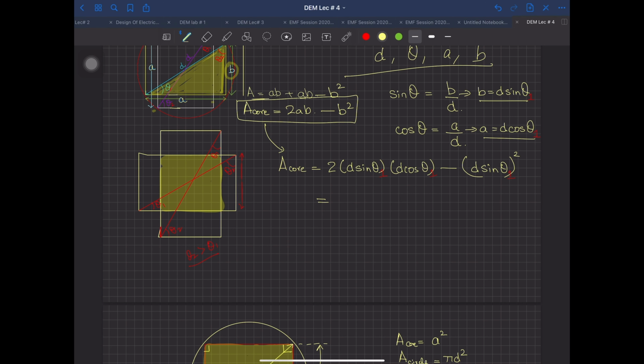I have to open this one. So this is 2d square sine of theta cos of theta minus d square sine square theta. This is the area of the core.